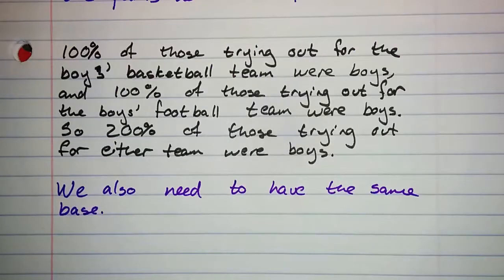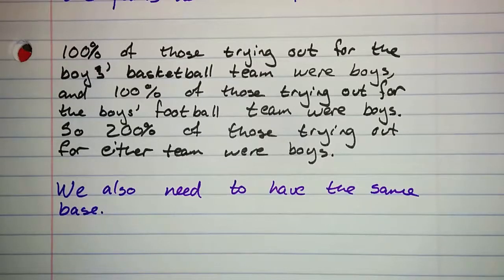Okay, so those are the two big examples where adding percents just doesn't make any sense: if the parts overlap, or if we have different bases. Let's see an example.